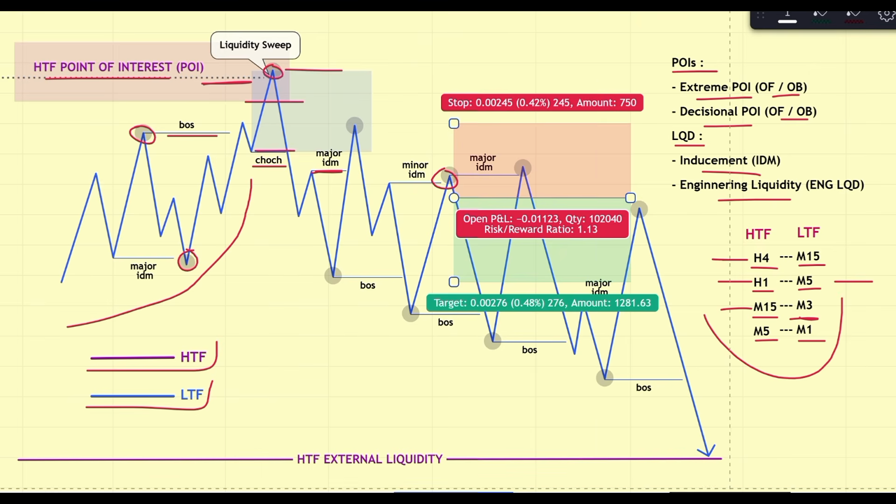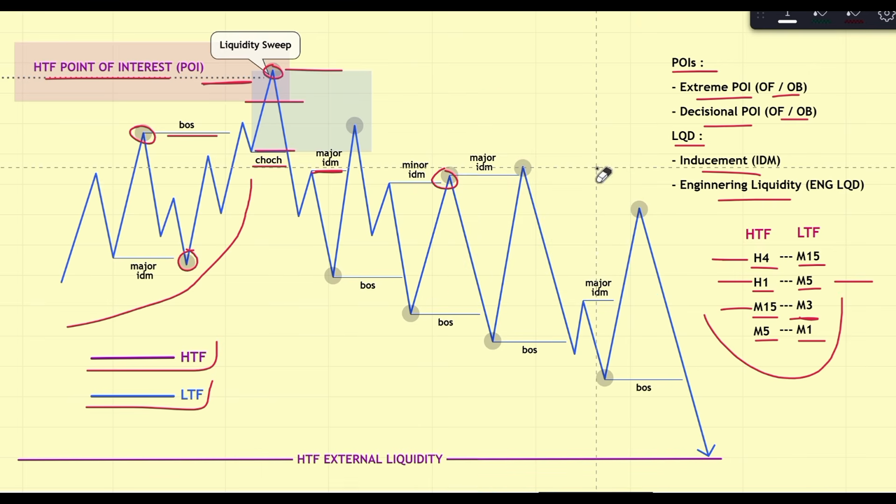And also, if you missed that entry, you can still take another entry after price has created another break of structure. So after price has created another break of structure, you can still take the entry right there after price has taken out the inducement, or maybe mitigated a higher time frame POI, or maybe mitigated the POI. In that case, it can be an order flow, order block.